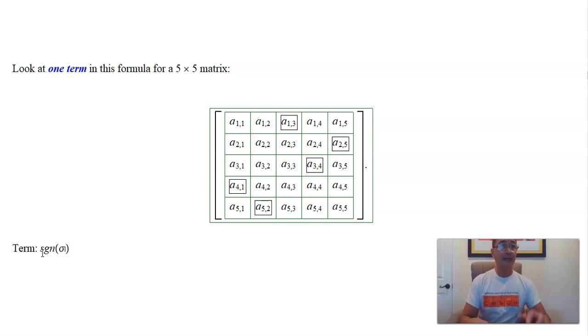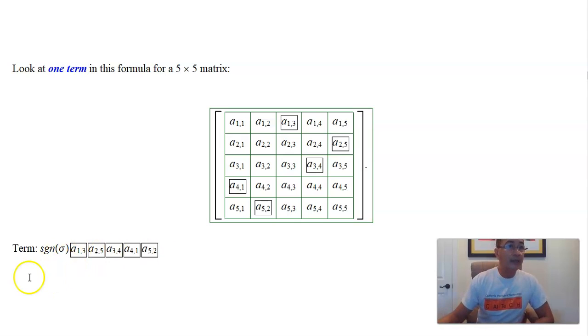Okay, so I'm going to have a sign of sigma, and then I will have this product. Okay, so I will have A13, I'll keep the box. A13, A25, A34, A41, and A52. Okay? So, who is the sigma? It is the permutation 3, 5, 4, 1, and 2.